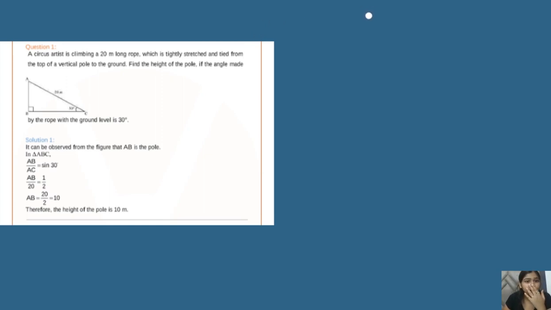A circus artist is climbing a 20-meter long rope which is tightly stretched and tied from the top of a vertical pole to the ground.